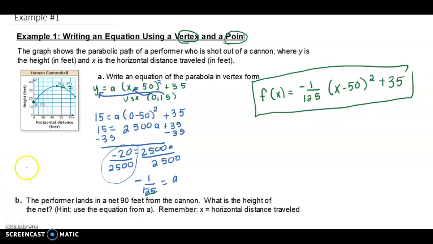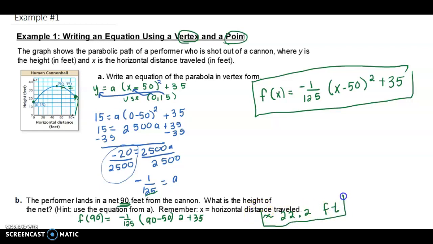Okay, so if I go down to part B, it says the performer lands 90 feet from the cannon. Okay, so 90 feet out is right here. What is the height of the net? How high are we when our x value is 90? So I would just plug 90 in for x: negative 1 over 125 times (90 minus 50) squared plus 35. Okay, and when you plug that into your calculator, you get roughly 22.2 feet. And that's your final answer.